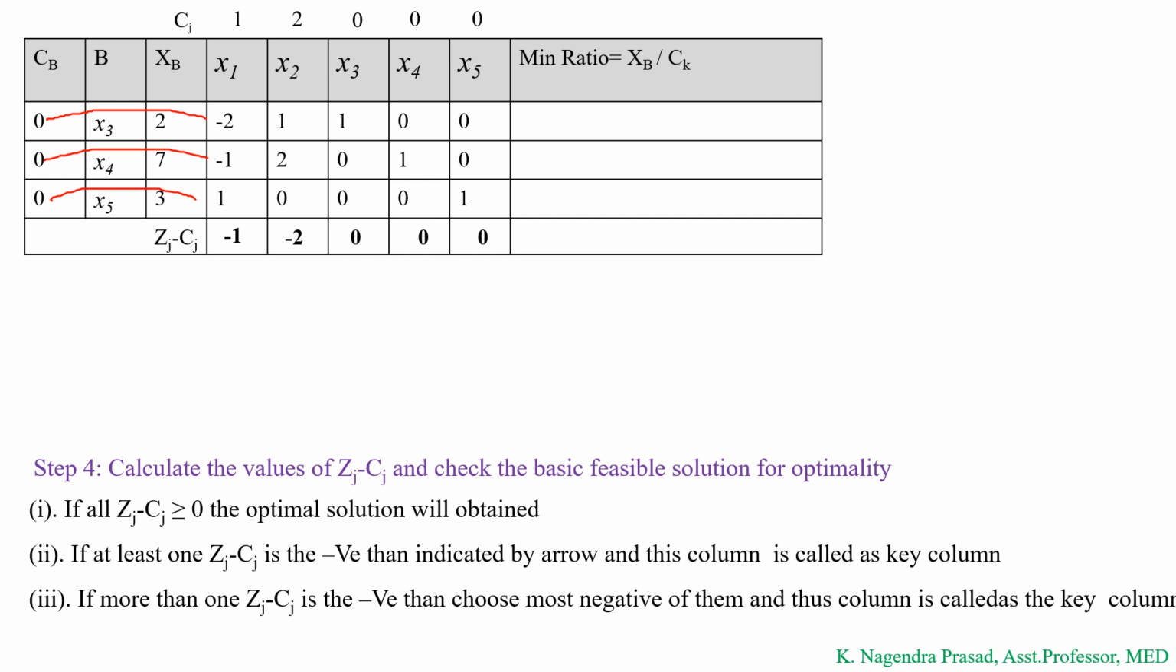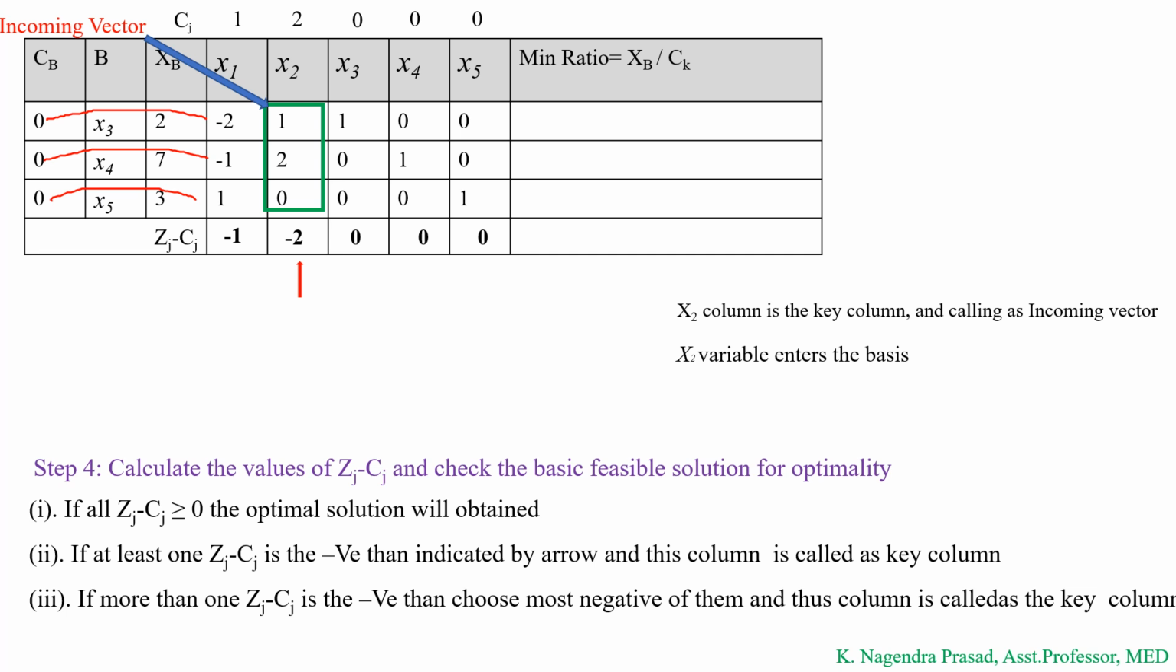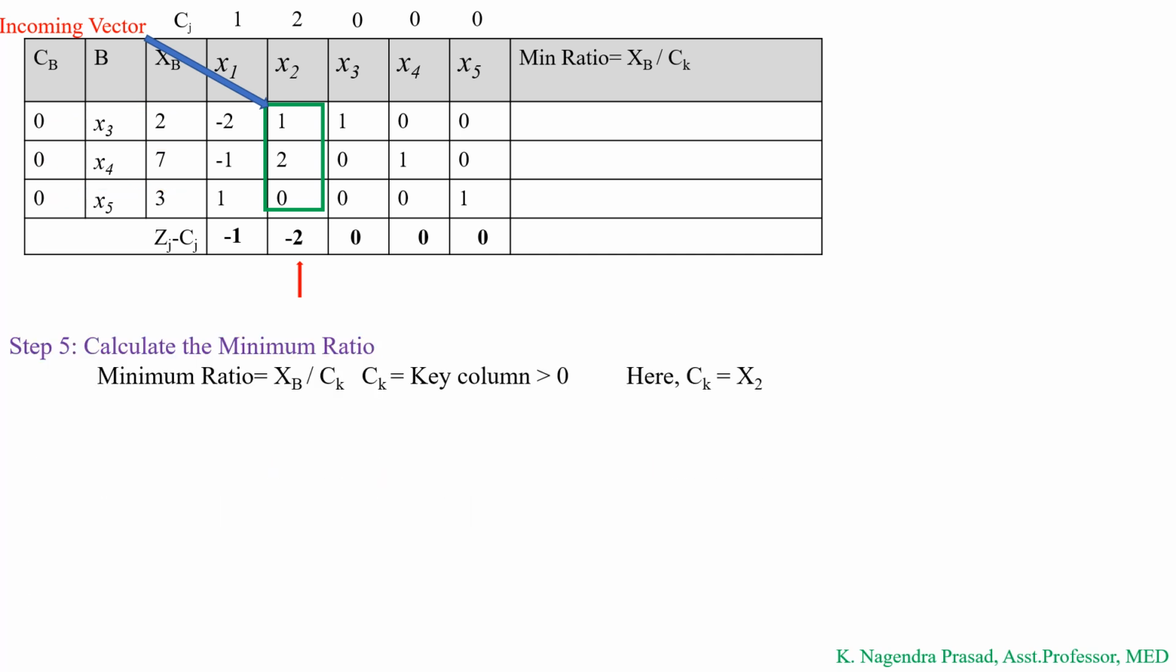Among these values we have to select the most negative zj minus cj value. The most negative value is minus 2, for the x2 column. So the x2 column is the key column, called the incoming vector. So the x2 variable enters the basis. Next we have to calculate the minimum ratio of xb divided by ck. First we determine it for the first row, the x3 row. Here the xb value is 2 and the ck value is 1.